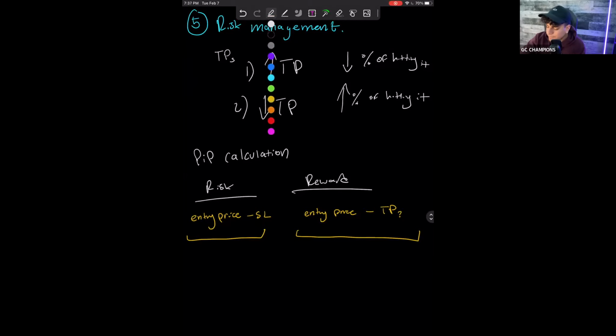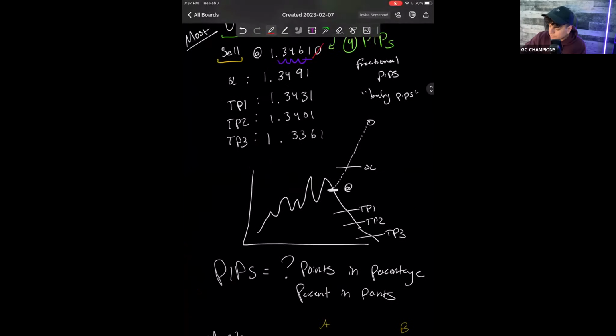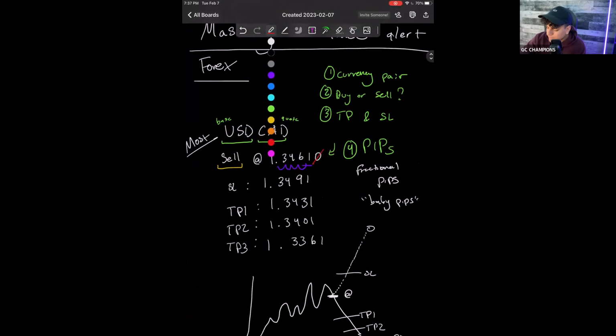So my risk calculation is going to be what? My entry price versus stop loss, right? So in this case, what was my entry price again? Let's see if I can test you a little bit. What was my entry price in this alert? $1.34610, exactly. Good. So that's my entry price. And for my risk, what we're looking at is the stop loss. So it's 34.61 versus 34.91.